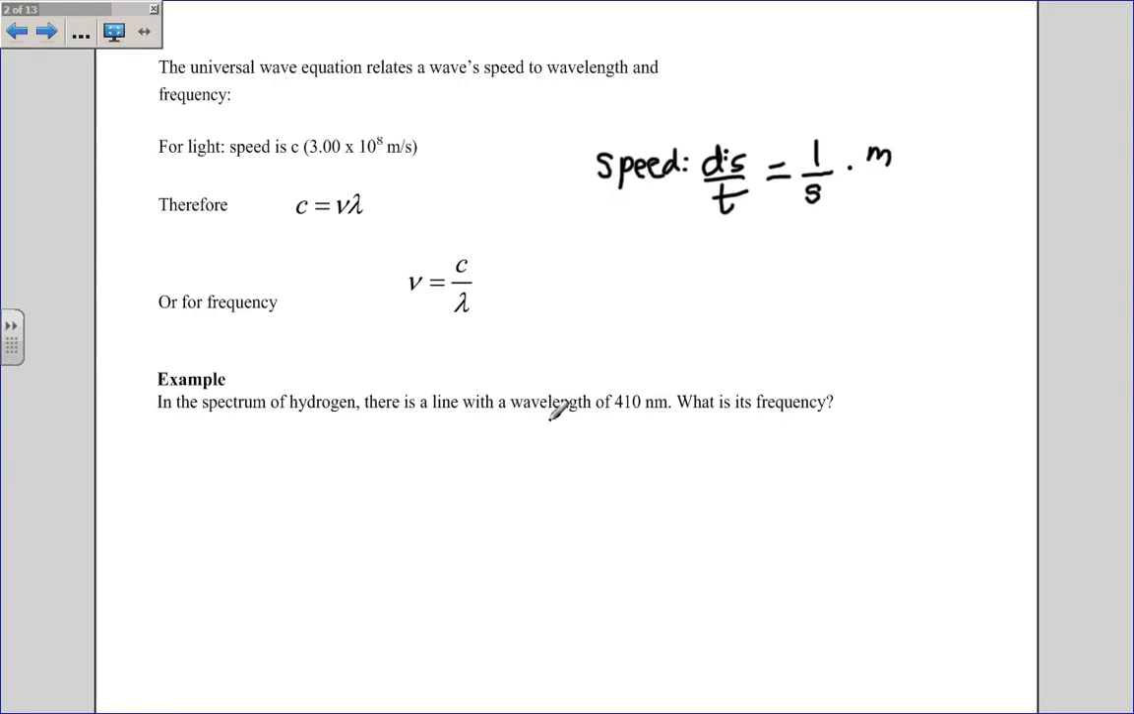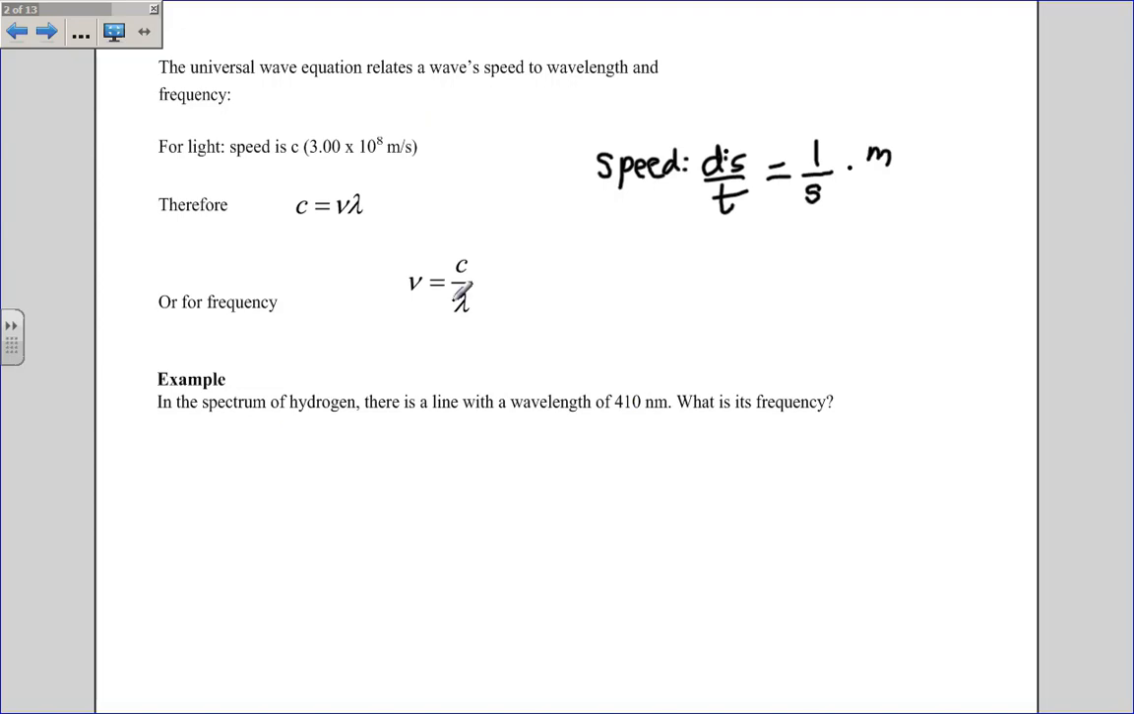We're going to look at some light that has a wavelength of 410 nanometers. At the moment, I don't want you to worry too much about this concept here of the spectrum of hydrogen. When you look back at your notes at the end of the unit, this will become more clear. So we have a line with light of 410 nanometers. So that's the wavelength of the light that we're dealing with, and we want to know its frequency.